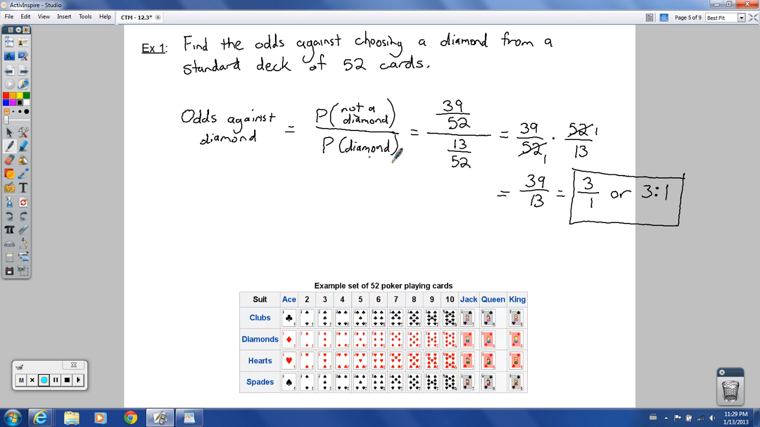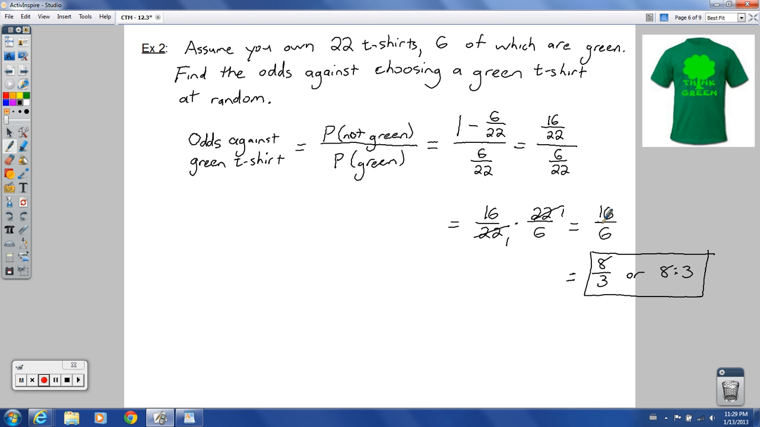This is the way our book describes it here, and it's totally valid. It's how it actually works out. But if you can think of that shortcut in your head, go ahead and do that. You had 16 that weren't green to 6 that were green. You can reduce that to 8 over 3.